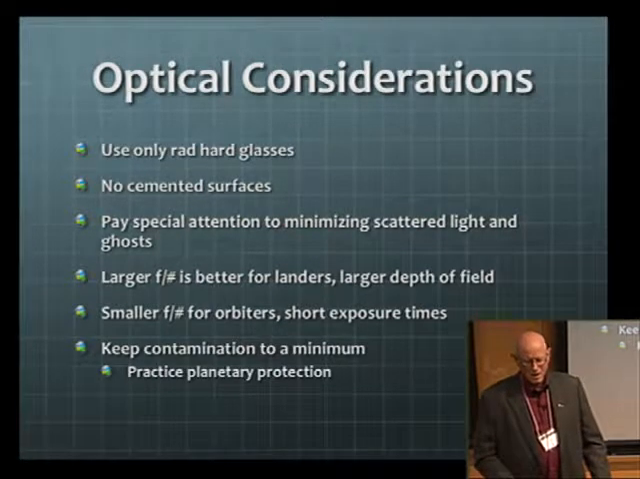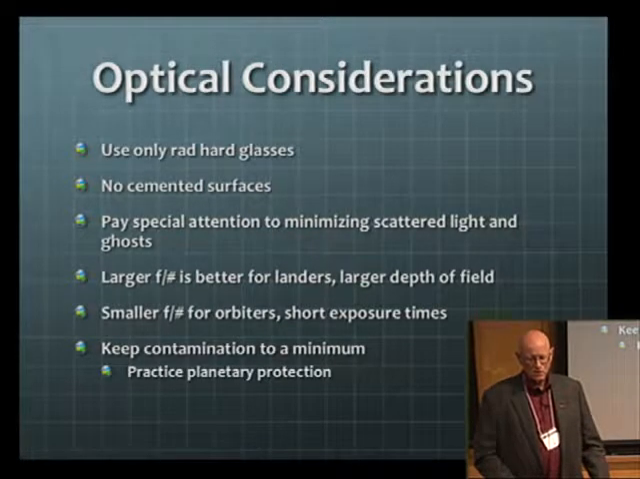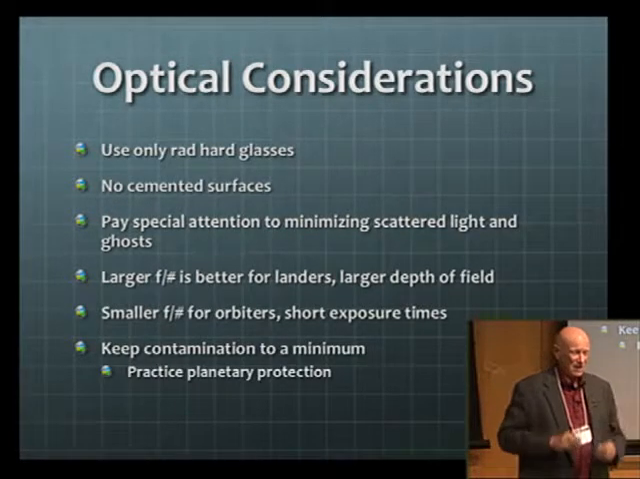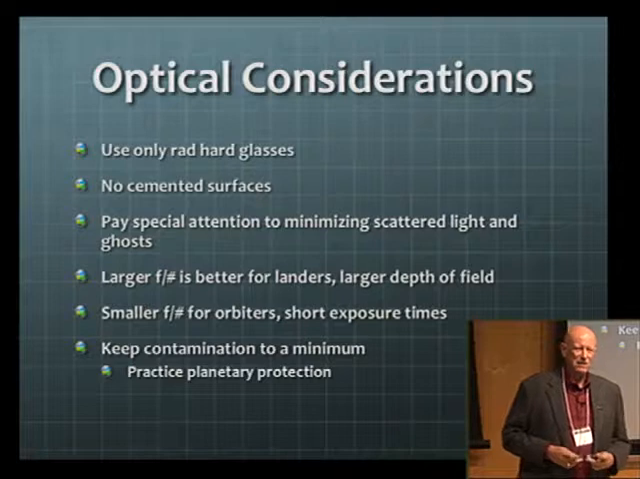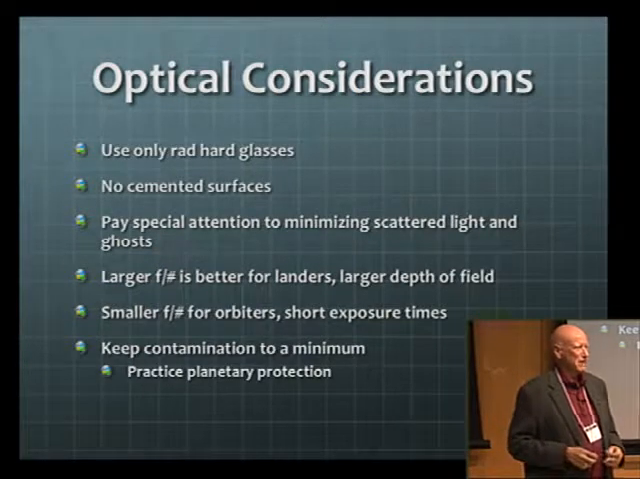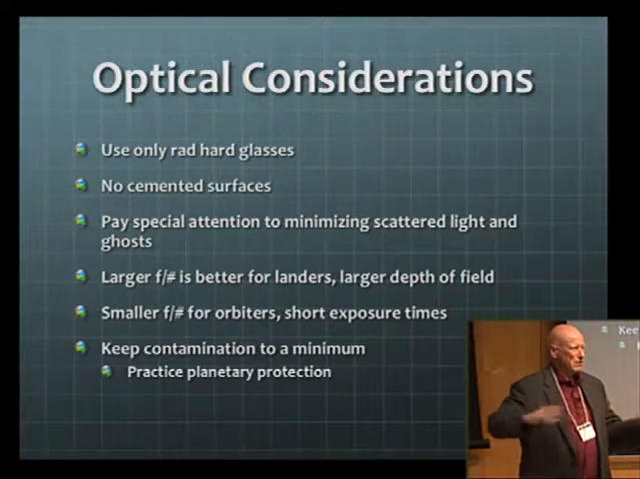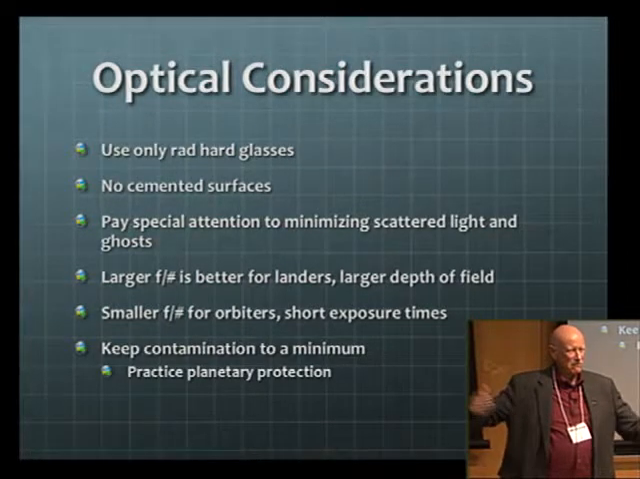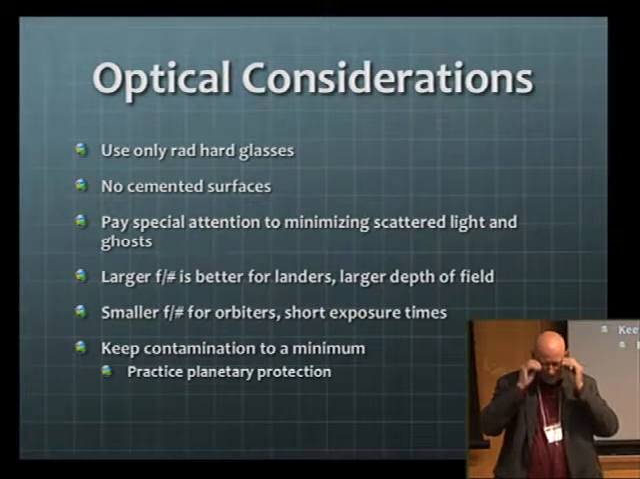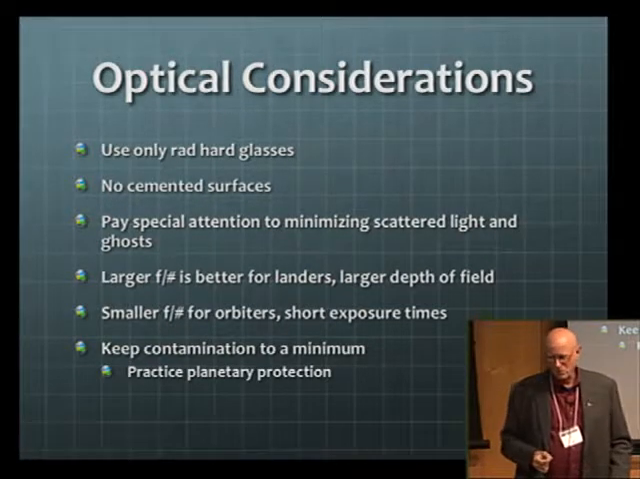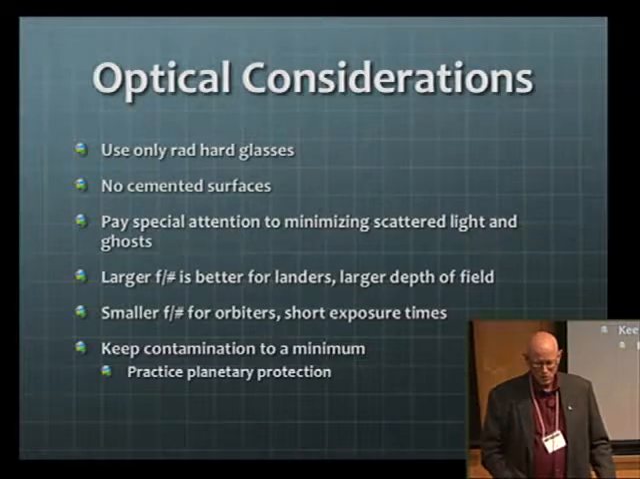We tend to go with the highest F numbers we can use, especially for landers, because without life on the surface, things aren't moving very fast, so you can have a long exposure time. And with a high F number, you have a great depth of field, and you don't need a focus mechanism. Now, if you're an orbiter, you're zipping over the surface pretty fast. You need short exposure time. You've got to have a very small F number.